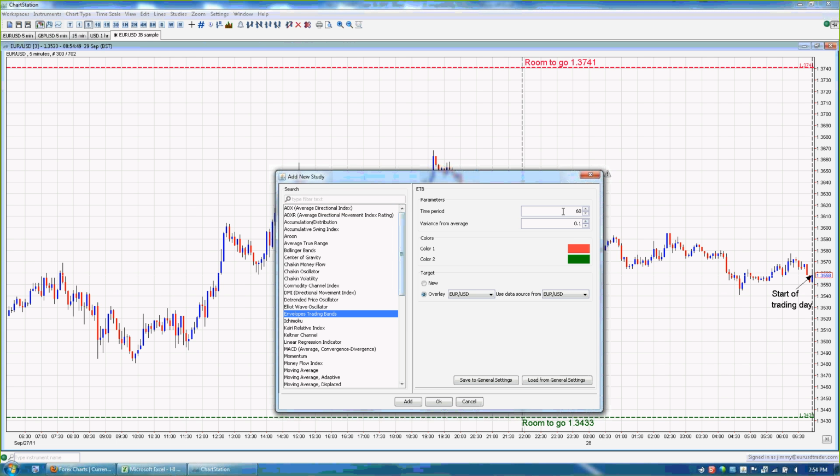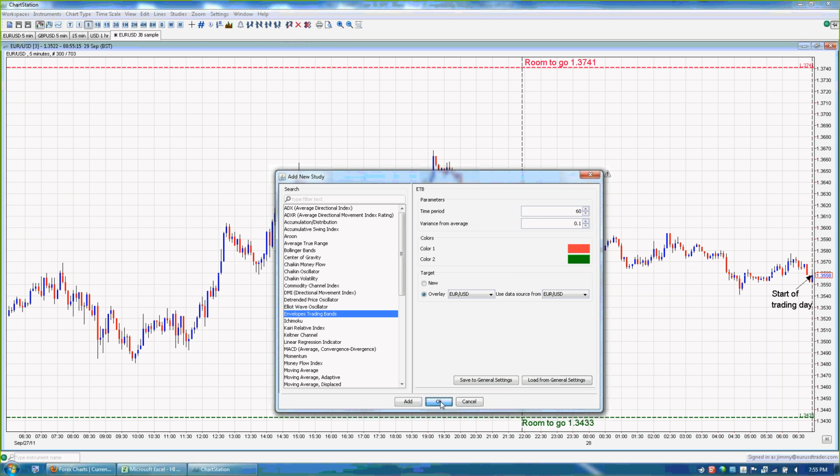We go over here, we put 60 for periods. It's actually a 60-period simple moving average. And then we use a variance of 0.1%. So instead of having a line at the 60-period moving average, we have a line that's 0.1% above the 60-period moving average and 0.1% below it. And those two lines are Jimmy's band. That's what we use for our trade, and we're going to go through it step by step.